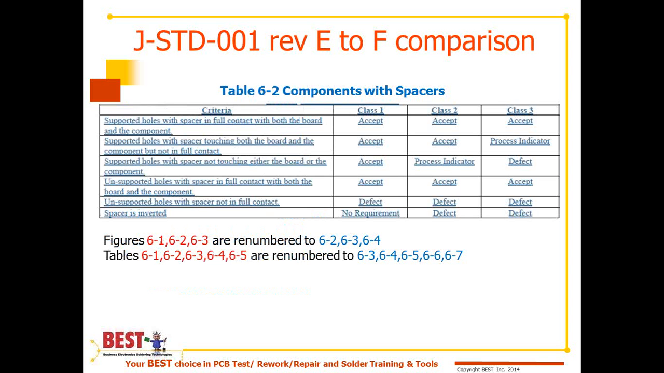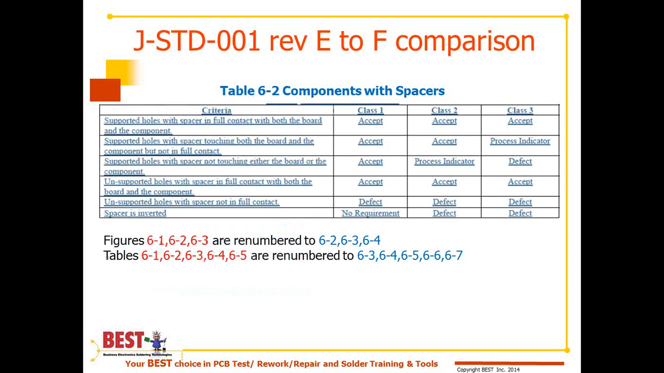And unsupported holes with spacers in full contact with both the board and the component is acceptable for all three. And if it's unsupported hole with a spacer that's not in contact or not in full contact, it's a defect for all three. And if the spacer is inverted, it's a defect for Class 2 and 3. Still not a requirement or not determined for Class 1.